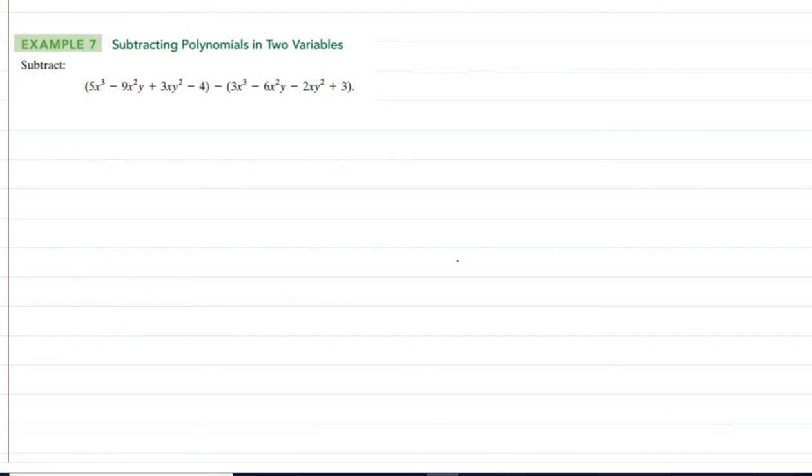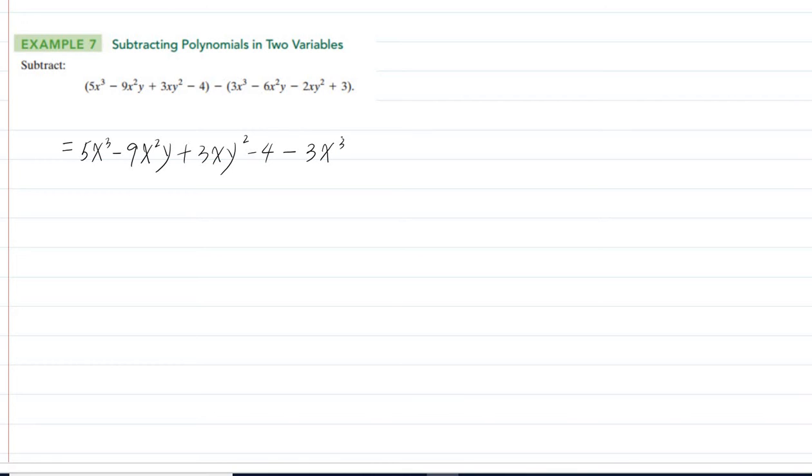Alright, let's look at example 7. Example 7 is subtracting polynomials in 2 variables. Okay, it's not difficult, but it's easy to make mistakes. First of all, I want to get rid of this parenthesis. Okay, so I'm going to simplify it. That will be 5x cubed minus 9x squared y plus 3xy squared minus 4. And then we'll go ahead and subtract 3x to the third power.